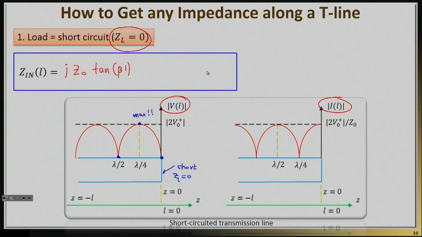Now, exactly the same thing happens for the current, except things are reversed. So at the short location, I should have a maximum current, and indeed I do. The maximum current is 2 V naught plus divided by Z naught. I move lambda by 2 away, I find another location of a current maximum, but I move lambda by 4 away, and my current is actually 0, as it should be.